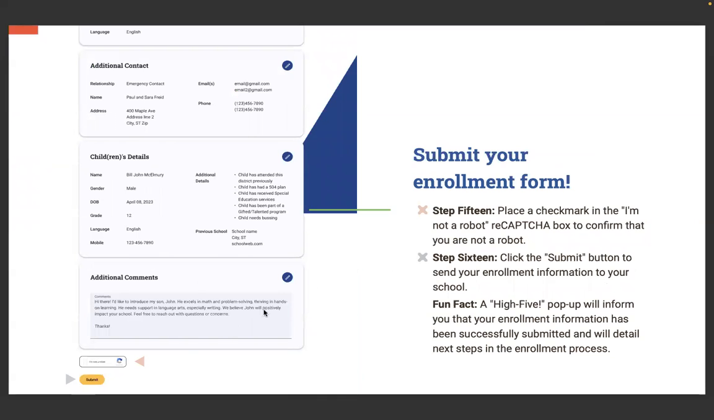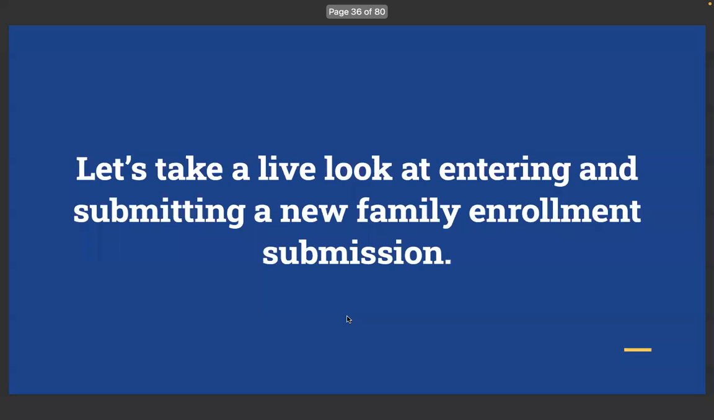Step 15, place a check mark in the I'm not a robot reCAPTCHA box to confirm that you are not a bot. Step 16, click that submit button to send your enrollment information to your school. And as a fun fact, a high five pop-up will inform you that your enrollment information has been successfully submitted and will detail the next steps in the enrollment process.